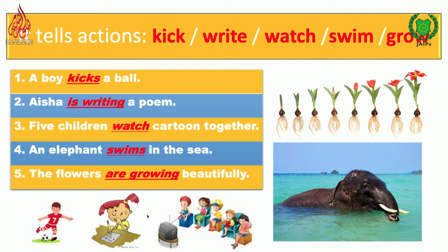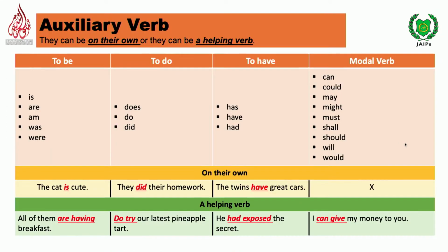So you can see here, is writing and are growing. You can show how you write something. You can show how you grow something. But can you show is and are? So what is the meaning of is? Can you show me is? Can you show me are? So those 2 belong to the auxiliary verb. So this is another verb. Just now we learned about action verbs. So this one is the auxiliary verb.